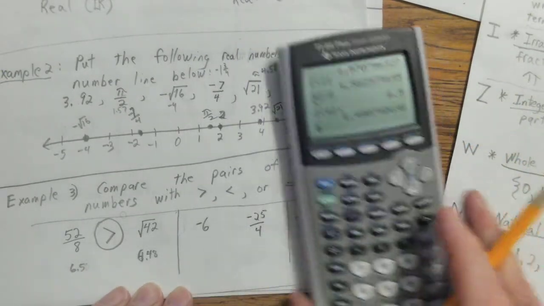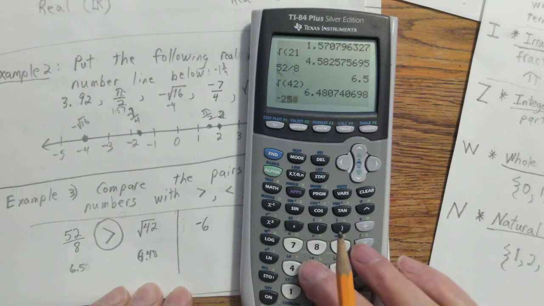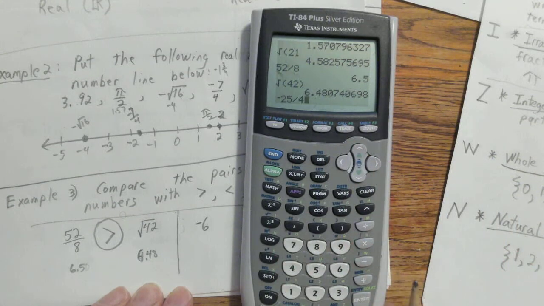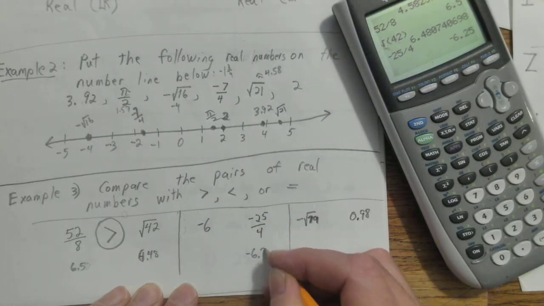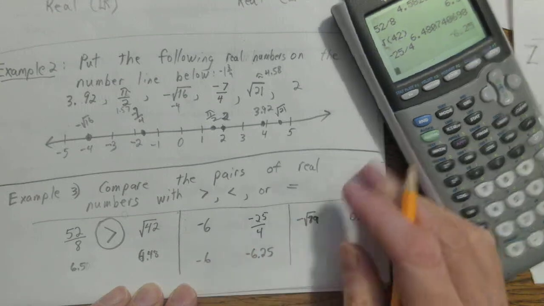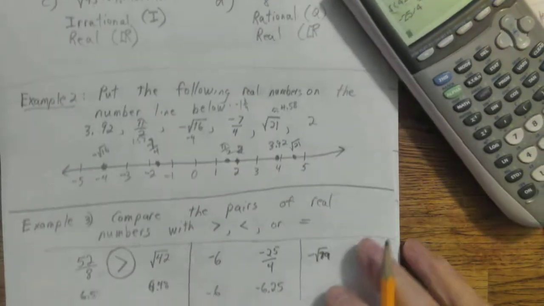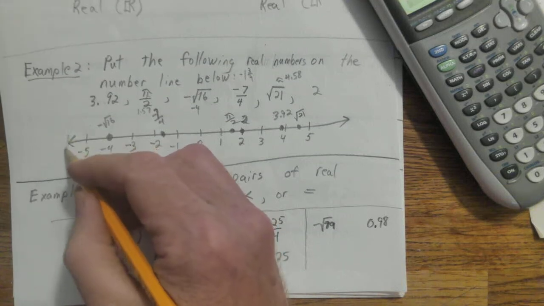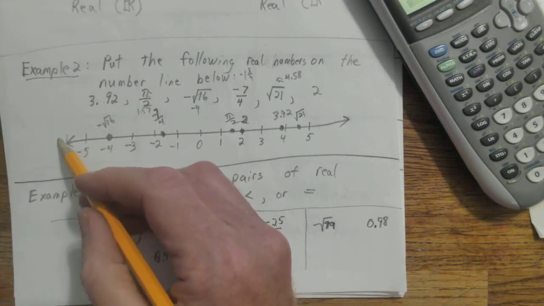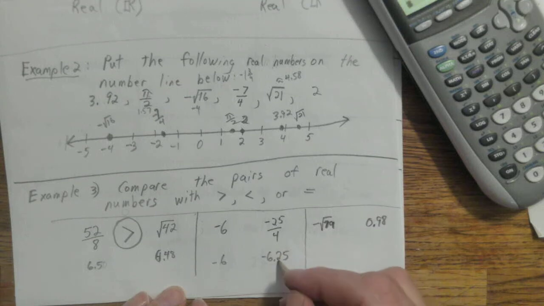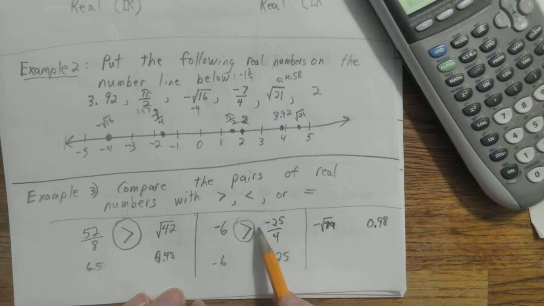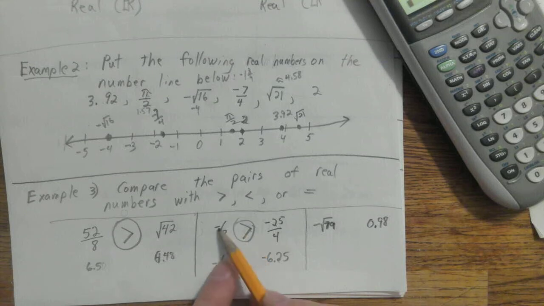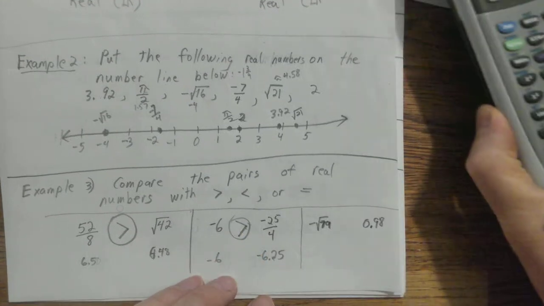This is negative 6. That's pretty good. If I take negative 25 divided by 4, I get negative 6.25. Okay, now if you're looking at the number line, if I put the negative 6 here, I would go a little further to the left for negative 6.25. This is smaller. I like to point at the smaller one. It points at the smaller one. That's how I remember greater than. It opens up to the bigger side if you want to do it that way.